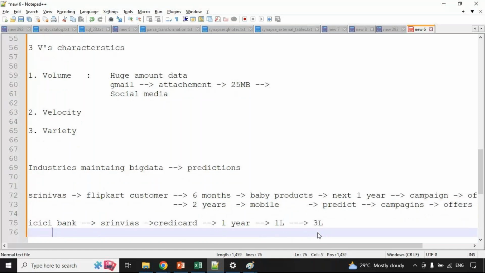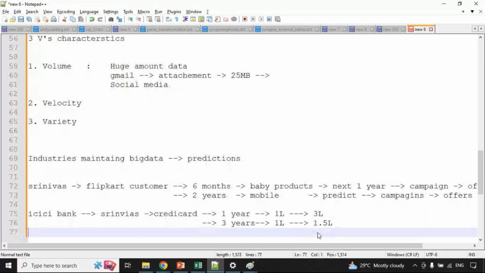Suppose they are maintaining my 3 years of data, a huge amount of data. In the first 2 years I did not pay on time, so they might increase the limit only from 1 lakh to 1.5 lakhs. So if they maintain a huge amount of data, they can do more predictions on top of it. That's why industry is also maintaining huge amounts of data nowadays.